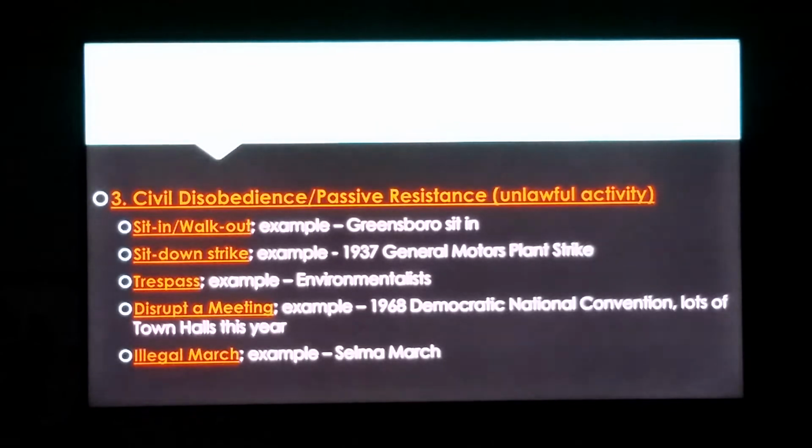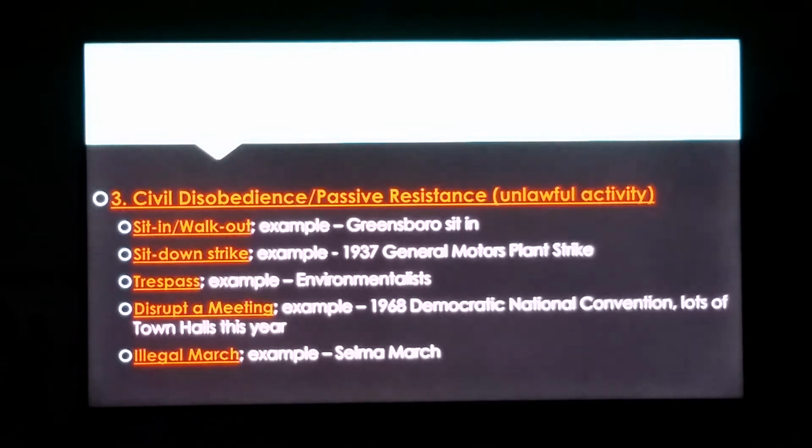All right, next type of protest will be civil disobedience or passive resistance. These are unlawful activities. Okay, knowingly breaking the law but doing so in a non-violent way was how most of the gains of the civil rights movement will come about. But that's not the only movement that uses it. The labor movement will use this. Other groups will use this. So first example will be a sit-in or a walkout.